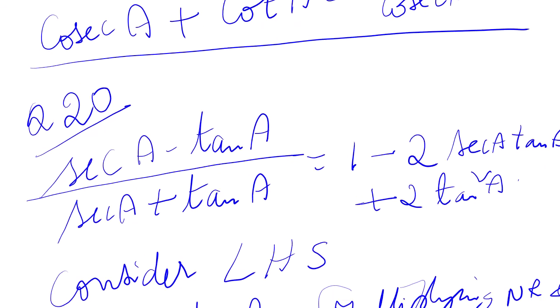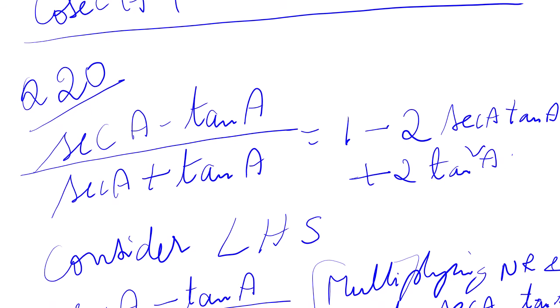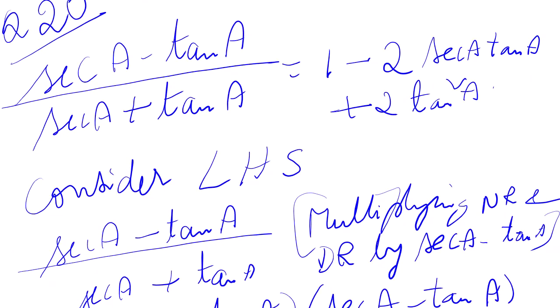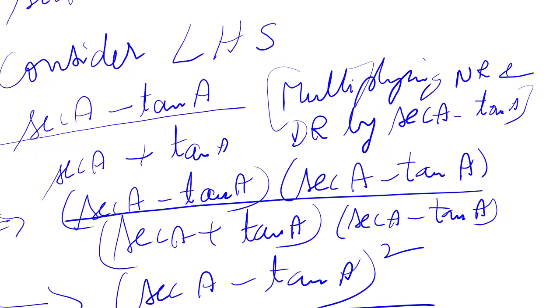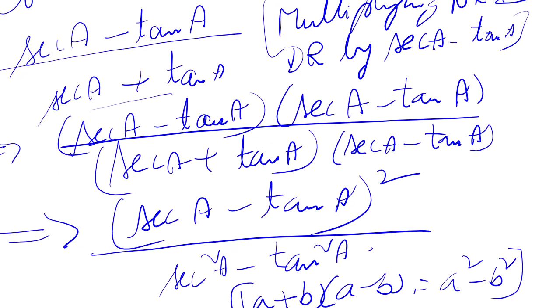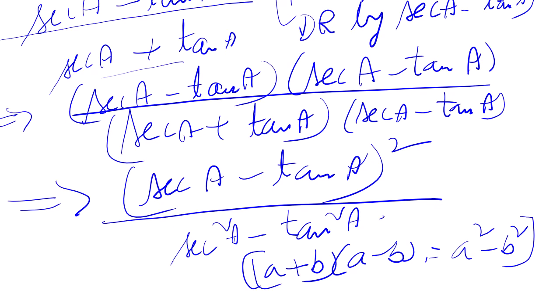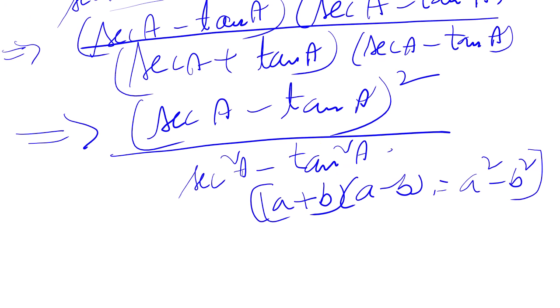Now question 20 is prove that sec A minus tan A upon sec A plus tan A is equal to 1 minus 2 sec A tan A plus 2 tan square A. Now again consider LHS. So LHS is sec A minus tan A upon sec A plus tan A. So we will multiply a numerator and denominator by sec A minus tan A because it is plus here. So sec A minus tan A into sec A minus tan A upon sec A plus tan A into sec A minus tan A. So in the numerator it will become sec A minus tan A whole square. Denominator it is A plus B, A minus B. So it will become sec square A minus tan square A.